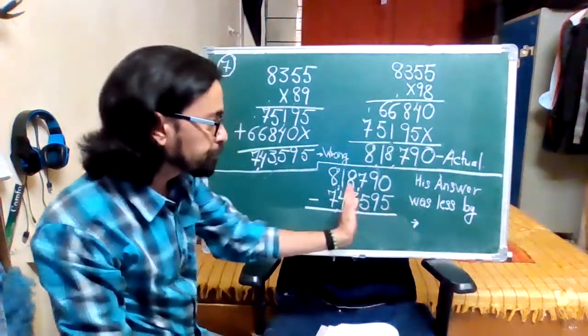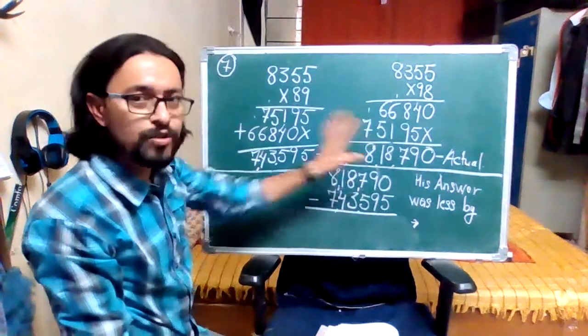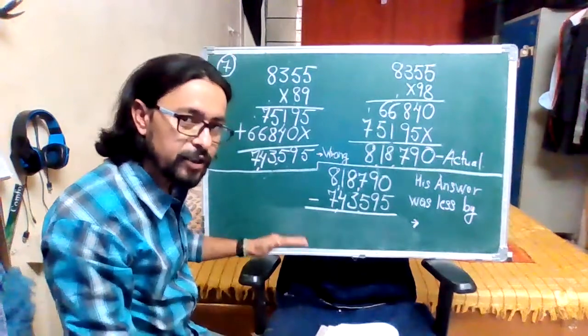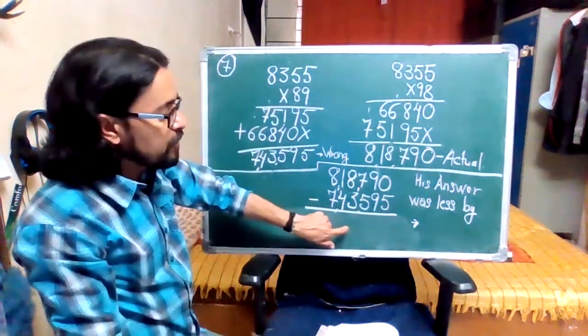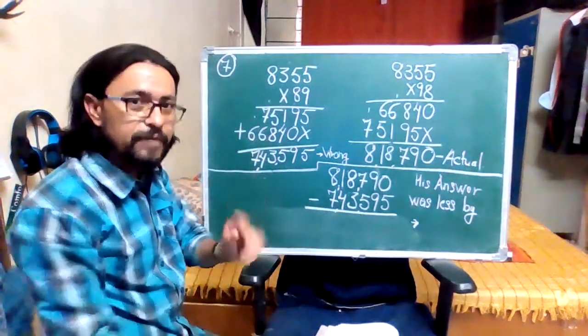Now, mind you, I have written this at the side here because I have a small board to work on. But you will write it on a fresh line, a new line, where you will write his answer was less by, and the answer that you get here will be the answer in the final statement. Do be neat with your work.